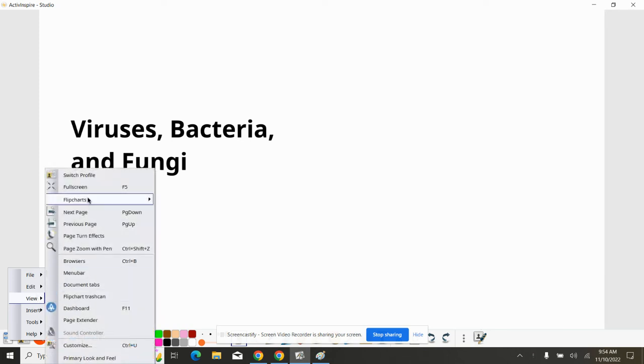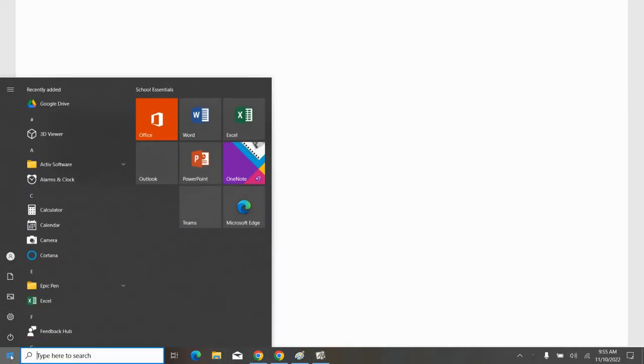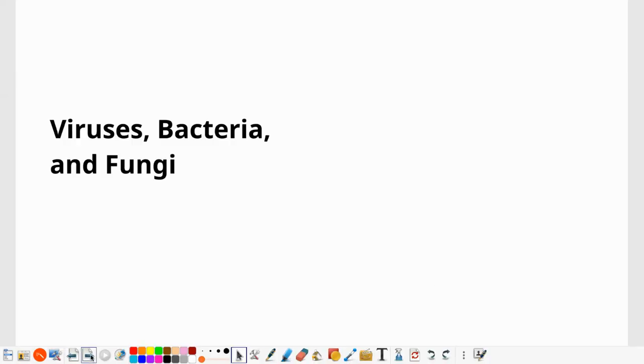All right, so while I'm out today, you're going to be taking notes on viruses, bacteria, and fungi, or fungi, however you want to pronounce it. Like I said, I've had college professors that have pronounced it both different ways, so I'm not even entirely sure. So what we're going to do is look at how these cells differ from other cell types, and from each other.